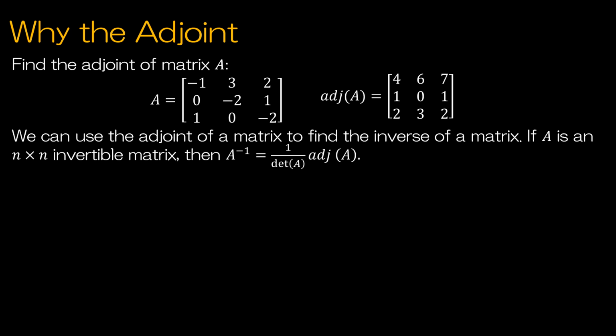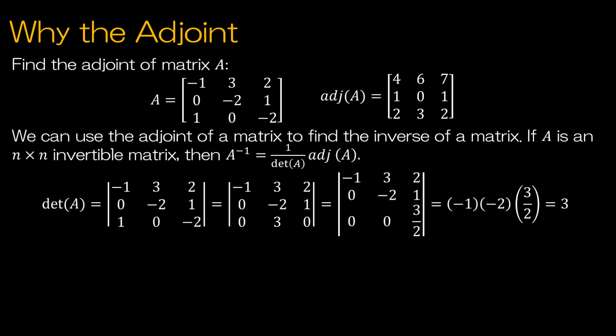Of course, then the question becomes why? Why do we care about the adjoint? So we just went through the work on how to find the adjoint, which I've written on this slide again. But we can use the adjoint of a matrix to find the inverse of a matrix. So if A is an n by n, so square invertible matrix, then A inverse, or the inverse of A, is 1 divided by the determinant of A times the adjoint.